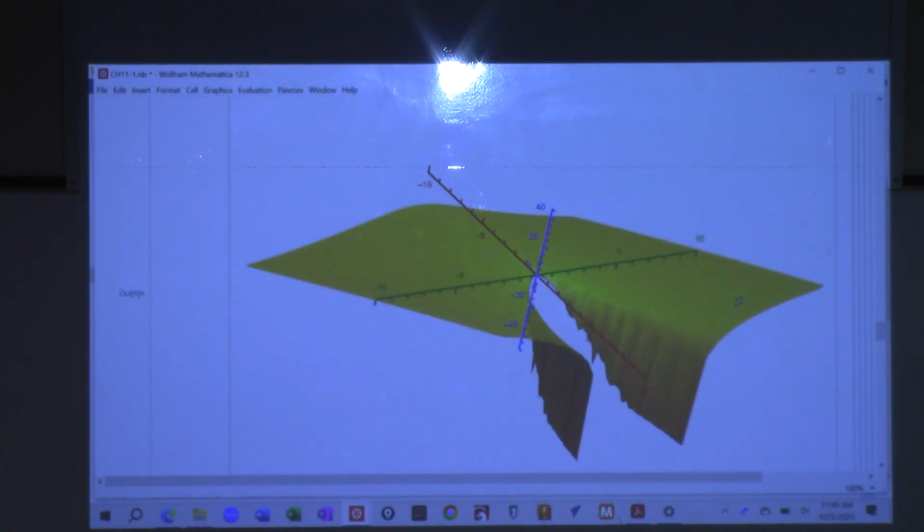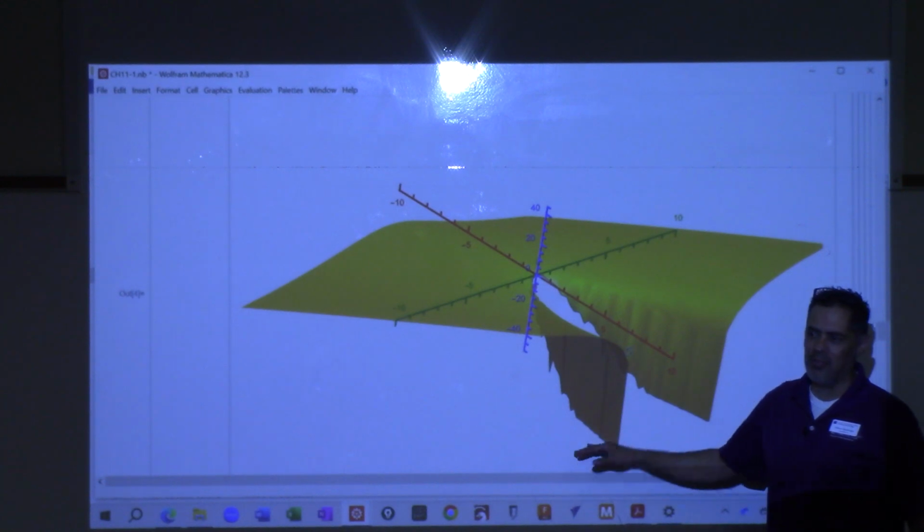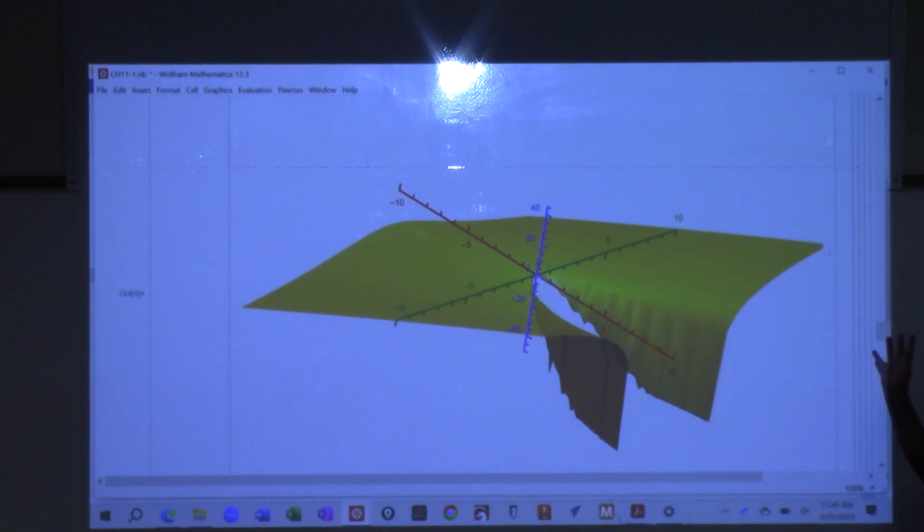Now, see how it's all jagged on these edges? That's just the computer kind of giving up, right? The computer's just kind of like, okay, I don't know what to do. I'm going to negative infinity, and it just kind of waves its hands at it. Like it doesn't actually end like that.